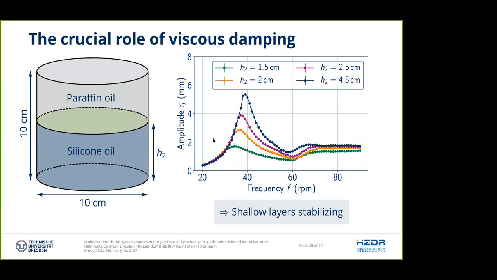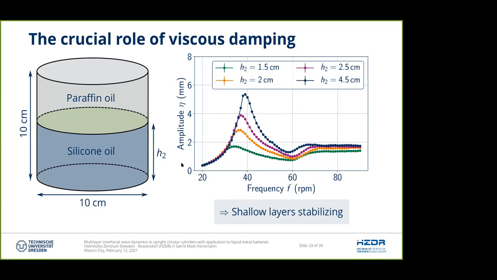And you can see here typical resonance curves where the maximum peak reflects the eigenfrequency, the first large-scale rotating wave mode. And you can see curves for different layer heights. And you can see that if the interface is approaching the bottom wall, the maximum resonant amplitudes reduce drastically. So we have a far higher damping as the interface approaches the bottom wall. So we can say that shallow layers are kind of stabilizing.